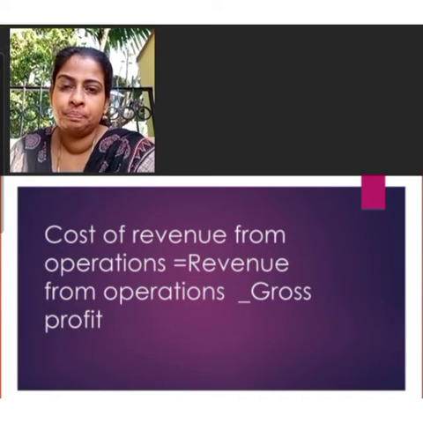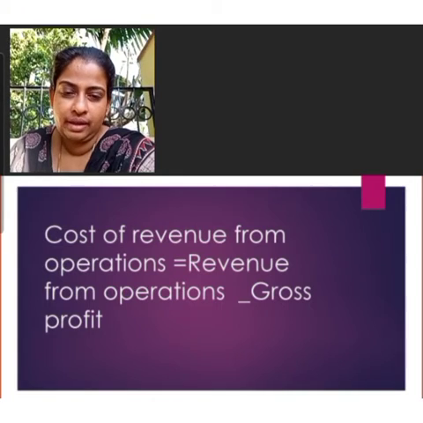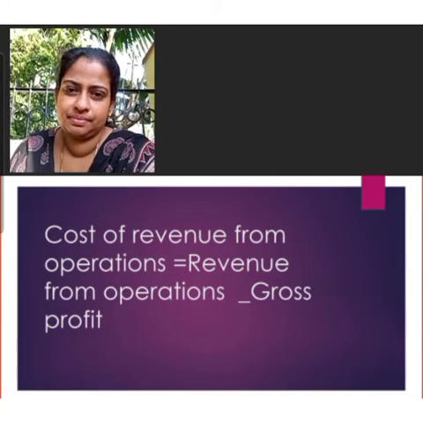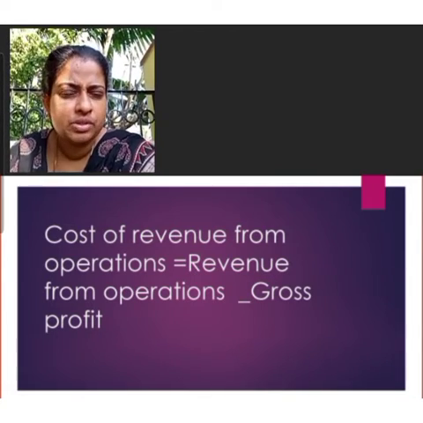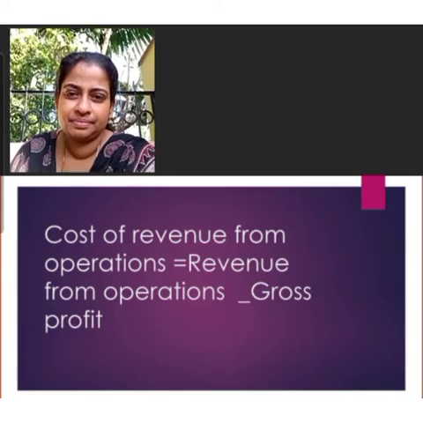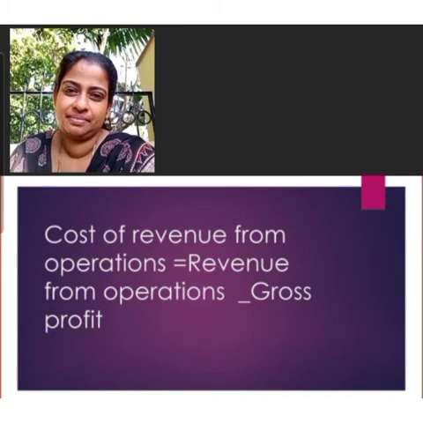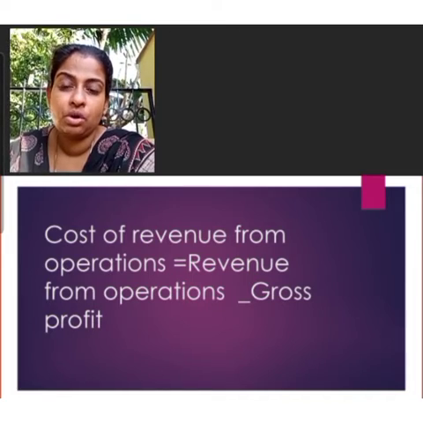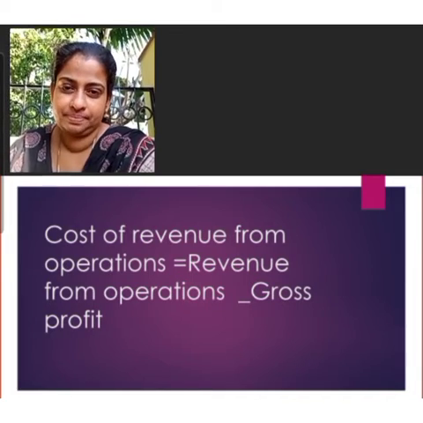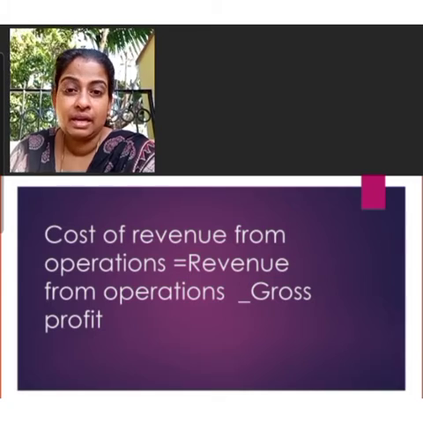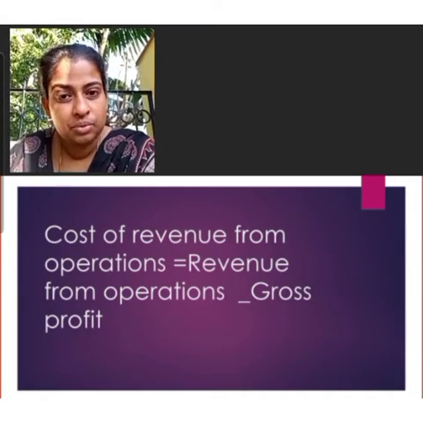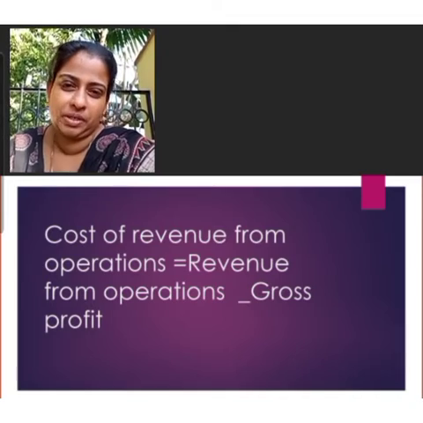Suppose in this problem, revenue from operation and gross profit are given. The question is to calculate the amount of cost of revenue from operation. How can you calculate it? Yes. By applying one formula or equation, we will get the amount of cost of revenue from operation. The equation is revenue from operation minus gross profit equals cost of revenue from operation.